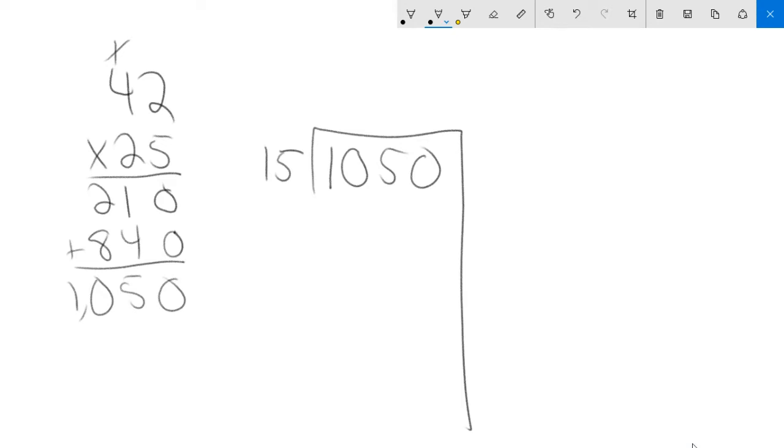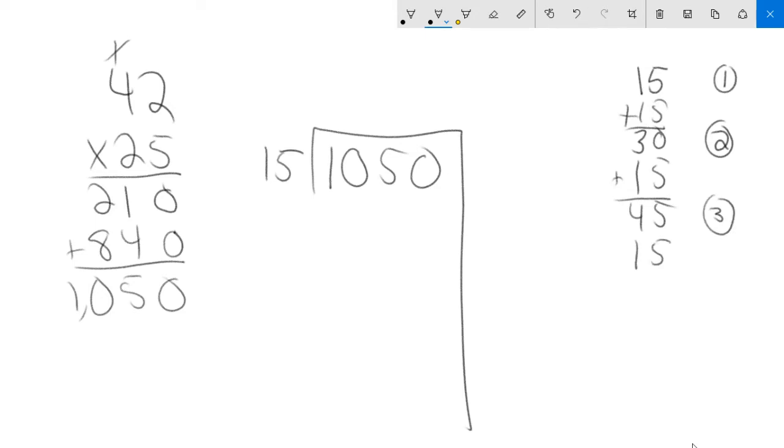I've always called this the ladder. So over here on the side, I'm going to do my multiplication. So that's one group of 15. If I add on another group of 15, I've got 30. That's 2 groups of 15. Another group of 15 is 45. That's 3 groups. Another group of 15 added on is 60. That's 4 groups. Another group of 15 makes 75. That's 5 groups. And normally that's about where I stop.